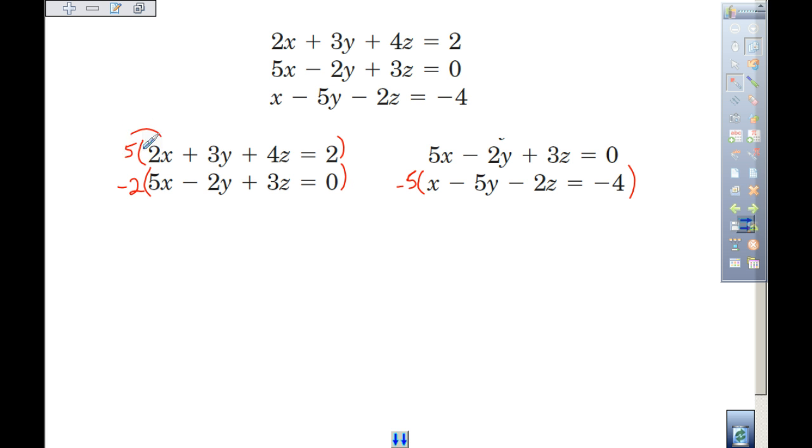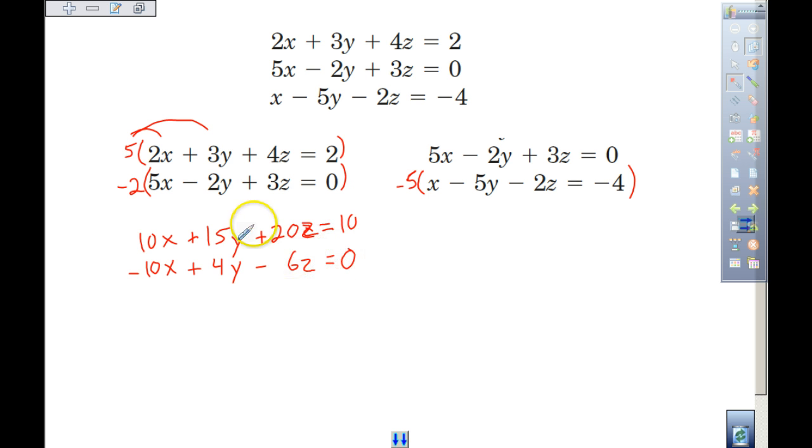Okay. So 10x, 15y, 20z equals 10. The bottom, -10x plus 4y minus 6z equals 0. I'm being really careful when I do this to keep the y's, the x's, and the z's and everything lined up in columns.